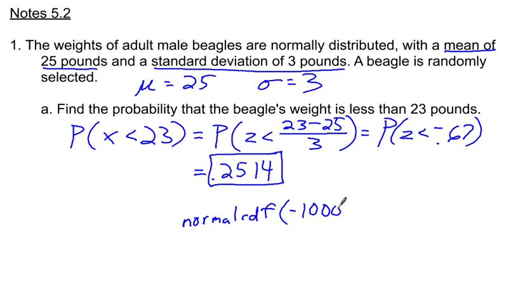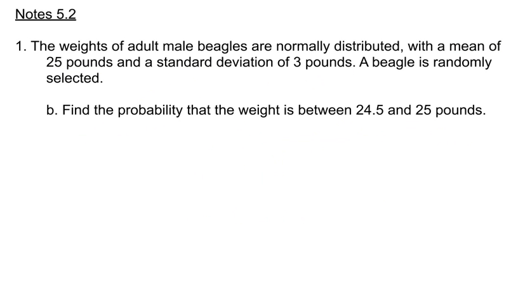Negative 10,000, comma, negative 0.67. Since we're looking at less than negative 0.67, we went from negative 10,000 to negative 0.67. If it still helps you to sketch the normal curve, you can go ahead and do that, but it's not going to be a requirement from now on. All right, going on to the next example.